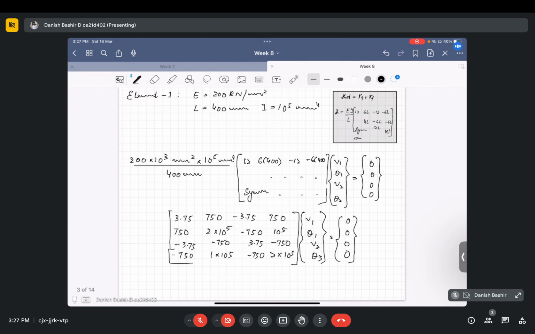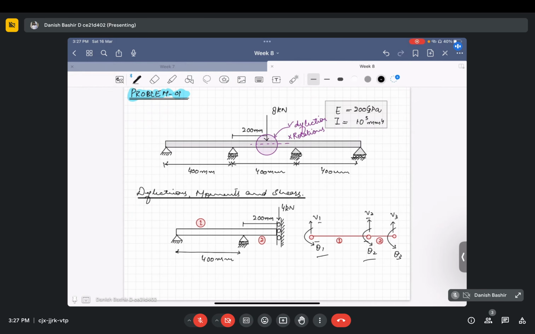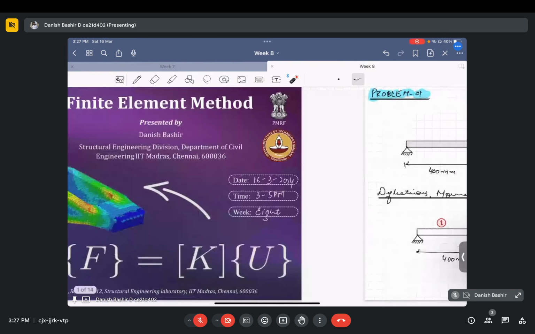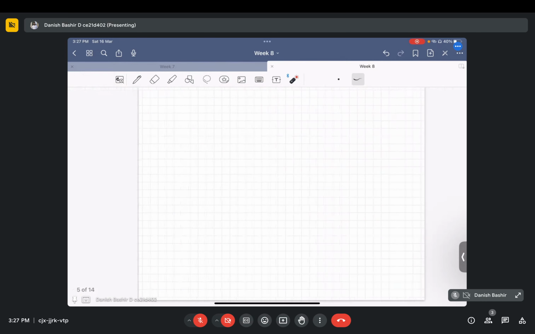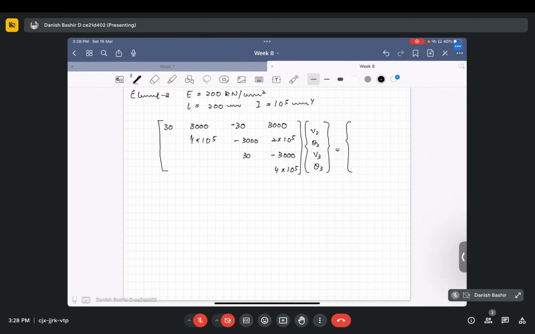Now at node 1 again, there are no forces, but at node 2, there is one force like this, 4 kilonewton. We have to include that, and that too is in the downward direction. Our upward direction is positive, downward direction is negative. So this is minus 4 kilonewton. Hope you are following this. So we will be having 0 0 V2 theta 2, but V3 is minus 4. This is 0 again, like this.